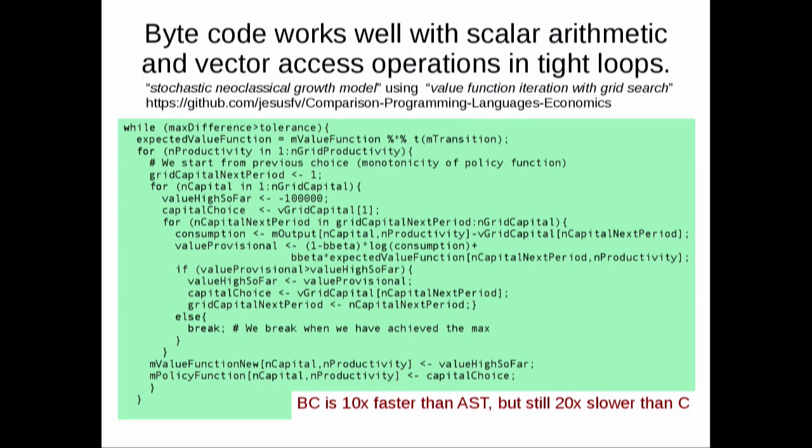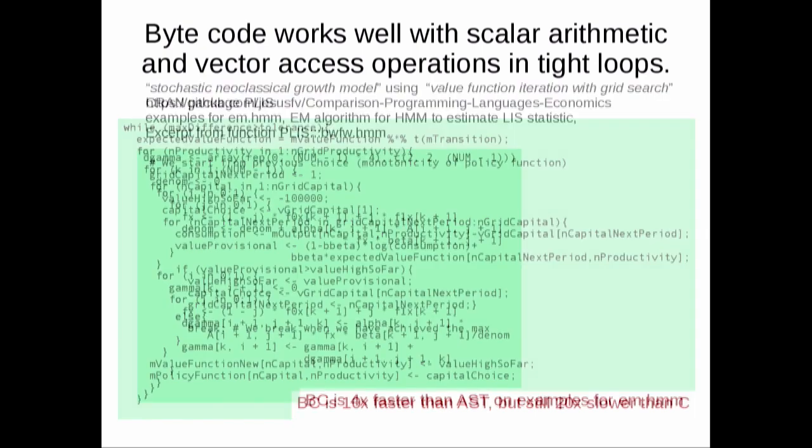So this is, I found a study on GitHub that was trying to compare different programming languages, and they had this code. They call it stochastic neoclassical growth model, and the performance critical part of it is here. So you can see again nested loops, operations on scalars, if branches, break. And this code runs 10 times faster with the AST interpreter than before. It is good to keep in mind that it is still 20 times slower than C, but of course it's better to be 20 times slower than 200 times, right?